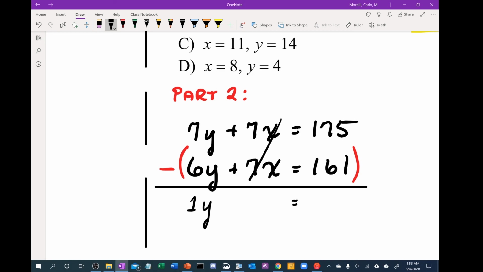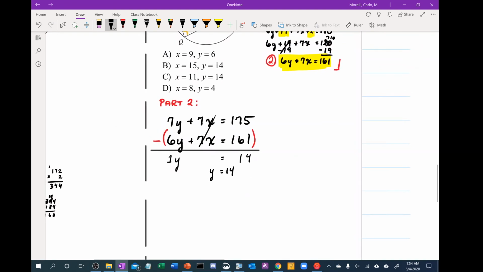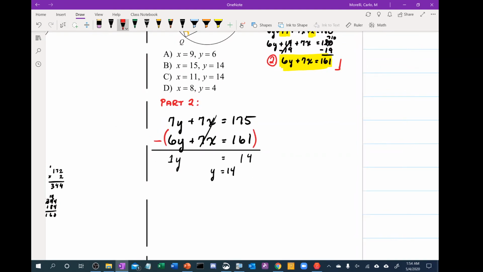Okay, and now we have to do 175 minus 161. 1 from 5 is 4. 6 from 7 is 1. And so it's just 1y equals 14. So y equals 14. Well, now that we know y equals 14, we can just plug it back into one of our two equations. So this would be like part 3. So we found one of them, and now we're going to substitute. So we'll say we're going to eliminate here. Okay, and now we're going to substitute here.